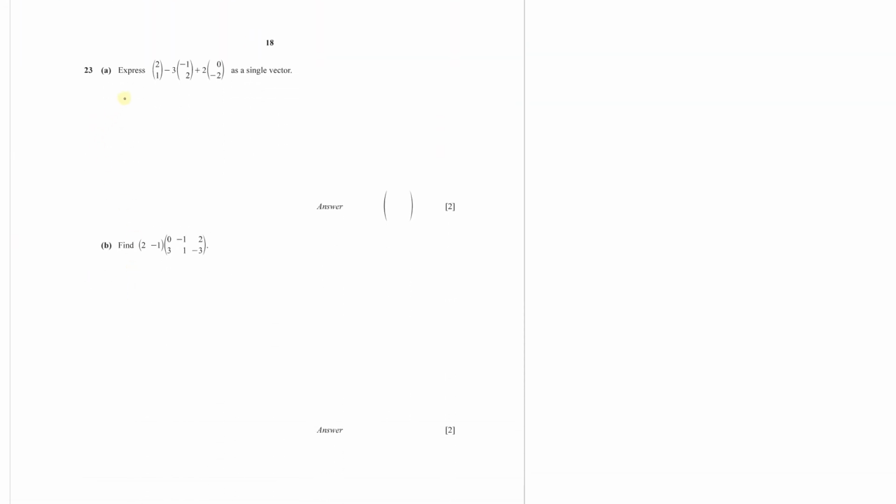Question number 23 is express this as a single vector. We can simplify this by first multiplying these scalar quantities inside to the corresponding vectors and then doing the addition and subtraction. So 2, 1 minus, if I bring this 3 inside, this becomes minus 3 and 6. Plus, if I bring this 2 inside, this becomes 0 and minus 4. I can solve this first. So 2 minus minus 3, so 2 plus 3 is 5. 1 minus 6 is minus 5.